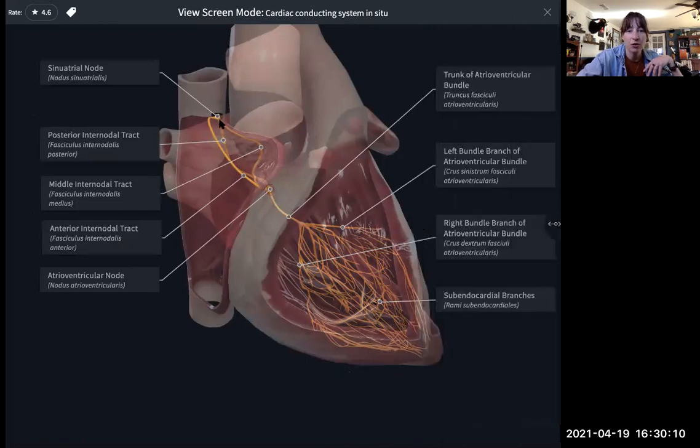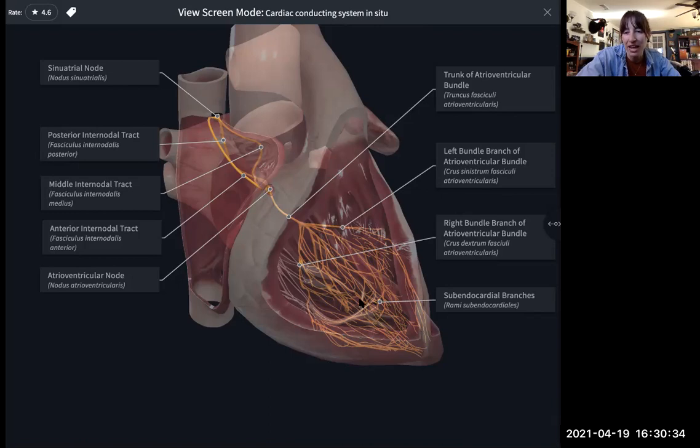So the SA node receives the signal from the brain, passes it to the AV node. Meanwhile, the atria are contracting. The AV node pauses for a second while the atria finish contracting, and then it sends a signal all the way down to the apex of the heart, and then the ventricles will contract from the bottom up, okay?